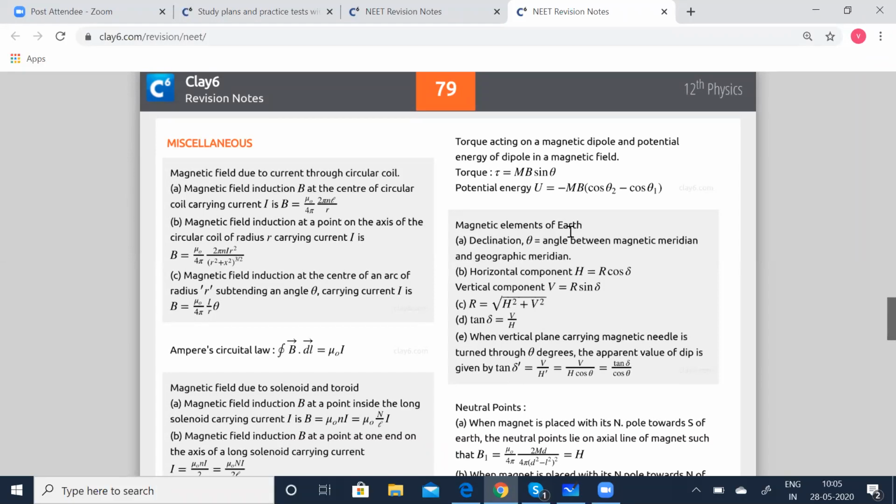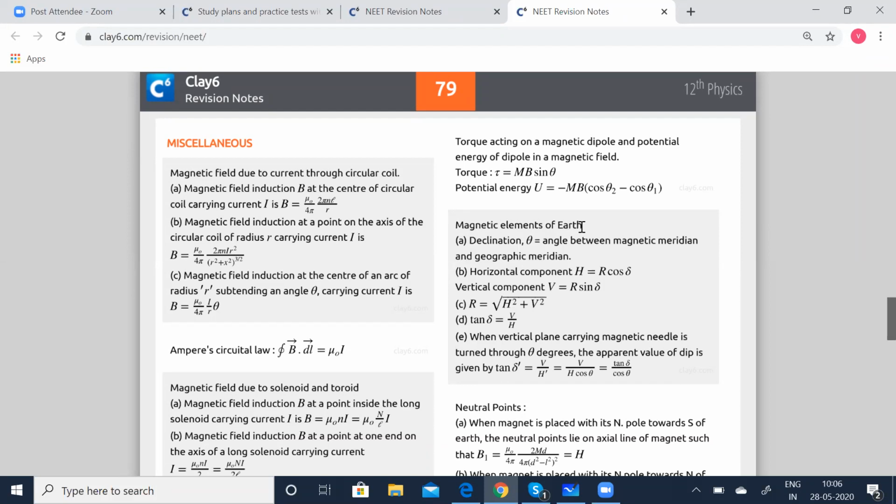Magnetic elements of Earth. Now you all know that Earth is supposed to be a big magnet because it has the force of attraction. So now we can consider the Earth.